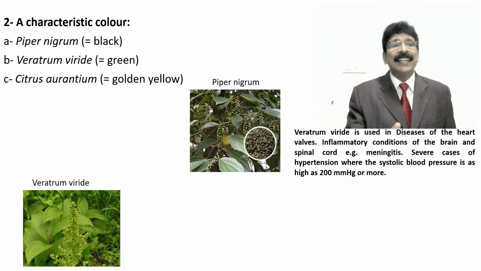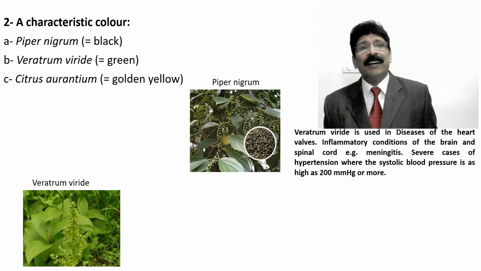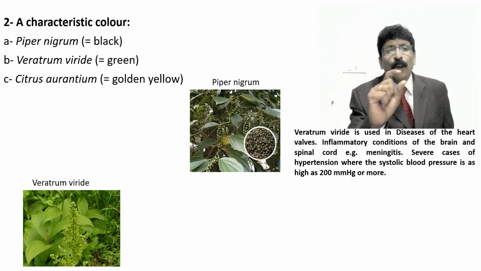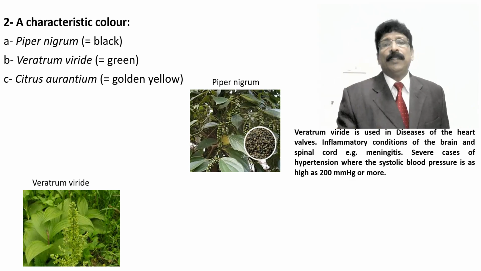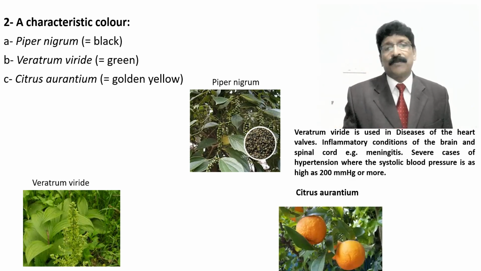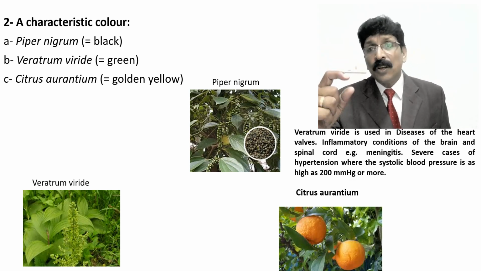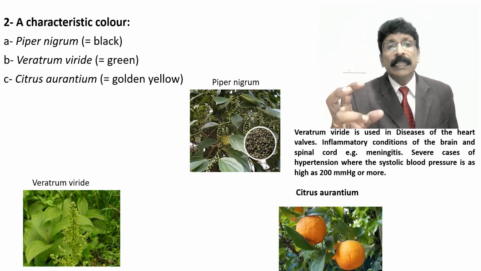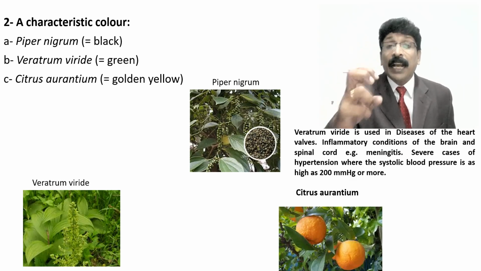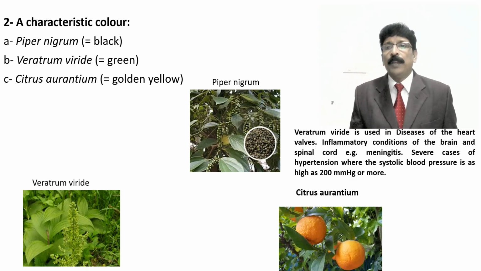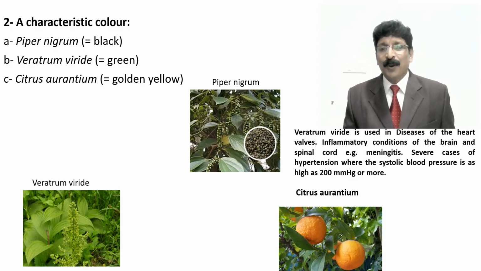Citrus aurantium, or you can say aurantium, then the spelling will not be mistaken. Citrus aurantium is an orange. Aurantium is the color, golden yellow. The name is given for the species Citrus aurantium.